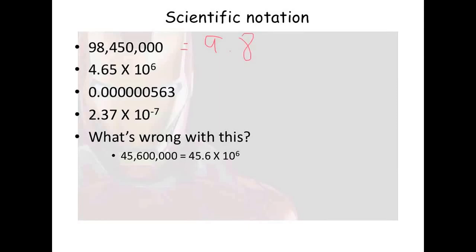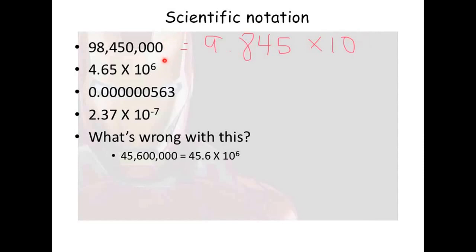9.8. And this number that you write here always has to be less than 10. It has to be, of course, greater than or equal to 1, because, again, it has to be between two non-zero digits, like 9 and 8. So I'm going to add the rest of my digits here, 4 and 5. And then as part of scientific notation, we write times 10, and the key on this is, what is our exponent going to be?